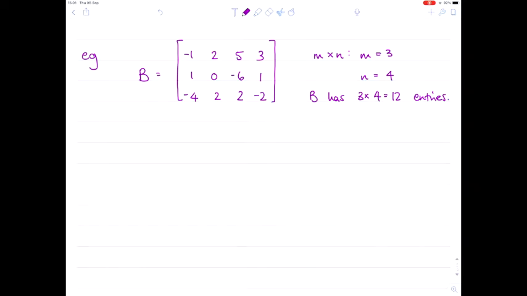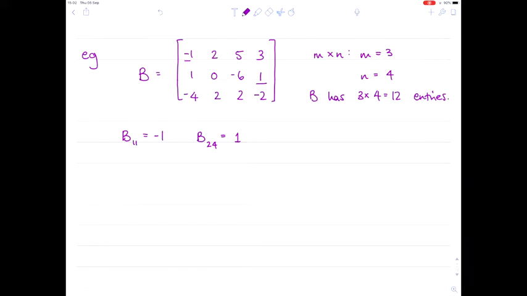And I would refer to B11 as the element in the first row, first column, so that's -1. If I wanted to index this one over here, I'd say it's in the second row, so that's B2, and it's in the fourth column, so B24 is equal to 1.